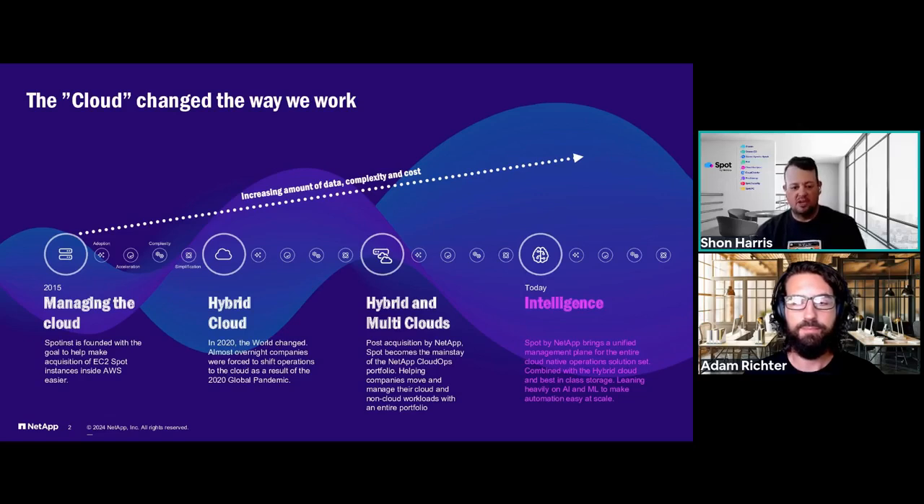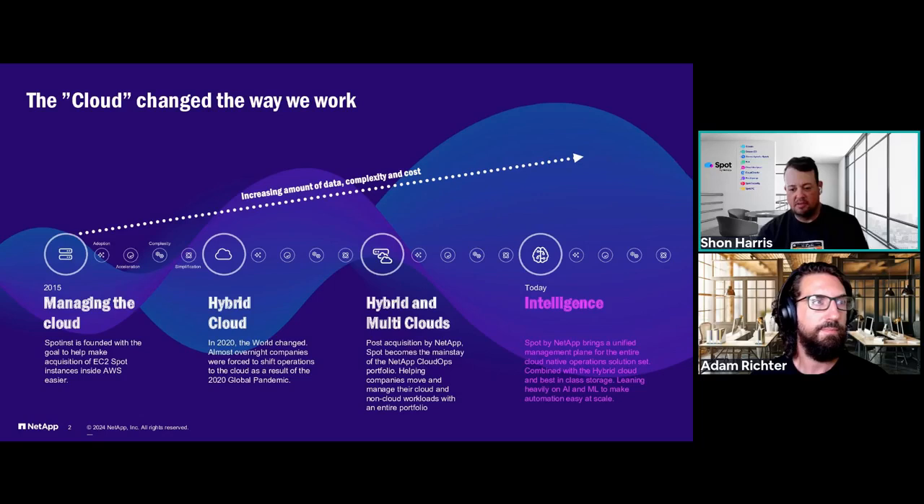So in 2015, SpotInst was founded with the goal to help make the acquisition of EC2 Spot instances and excess capacity inside of AWS easier. That's really where we got our bread and butter. But in 2020, the world changed overnight. We were forced to shift operations from on-prem environments to the cloud as fast as possible because of the pandemic. After that, and it was around that time that NetApp acquired SpotInst and began really building out their CloudOps portfolio.